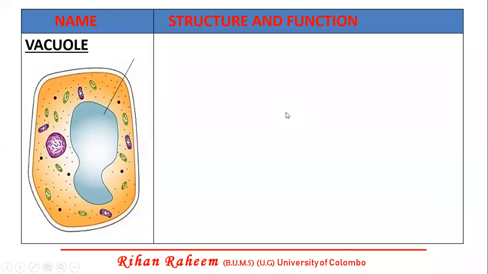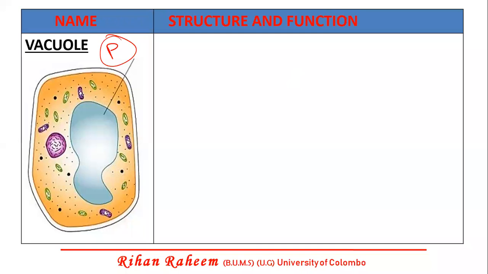So then the last single membrane organelle is the vacuole. The vacuole is very important. Why? A large centralized vacuole is present in plants. In animals, no vacuole. Remember, no vacuole. But sometimes a small vacuole may be there in an animal cell, but it is negligible. You don't take care of them.